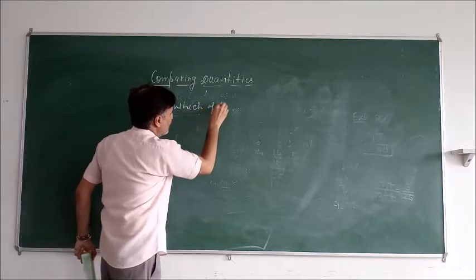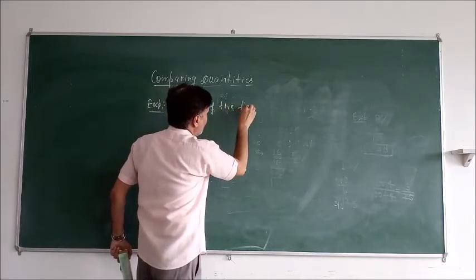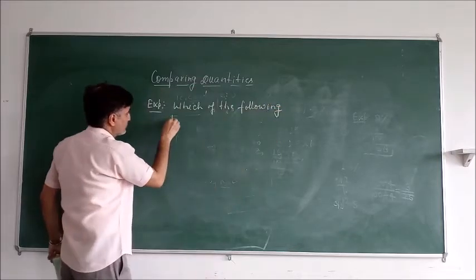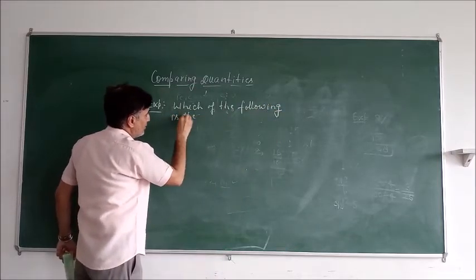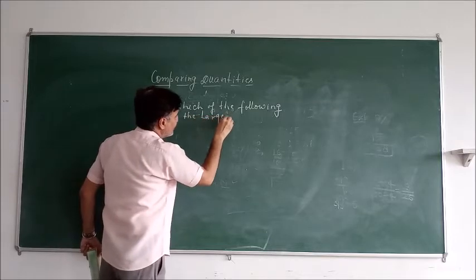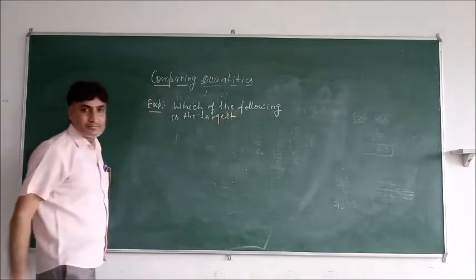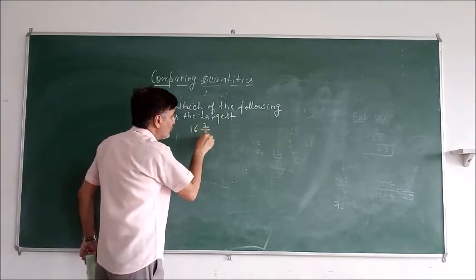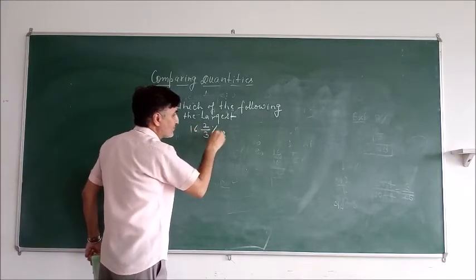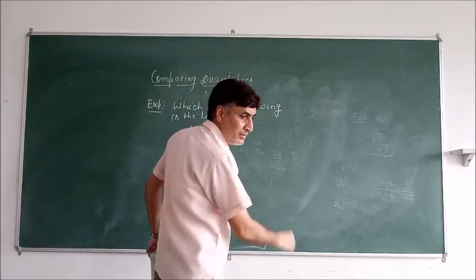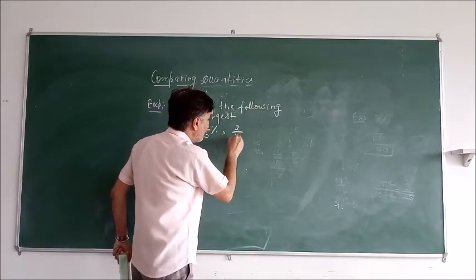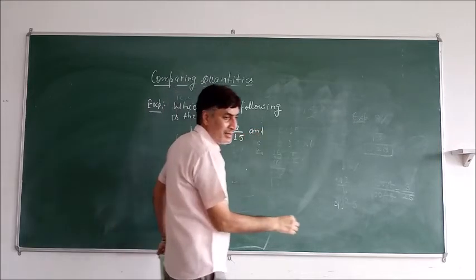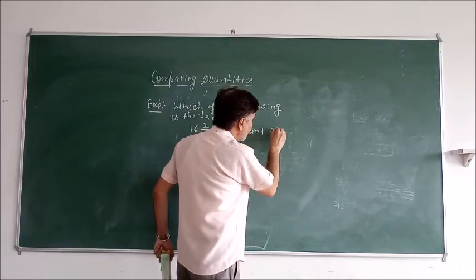Which of the following is the largest? 16 whole 2 by 3%, 2 upon 15, and the last number is 0.12.